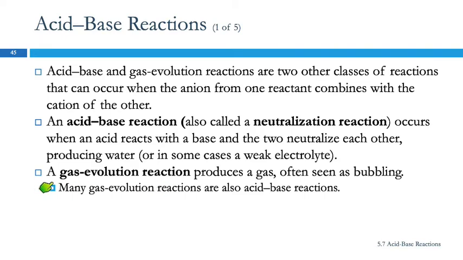A gas evolution reaction produces a gas, and this is often seen as bubbling or fizzing. So when we dissolved the copper wire in the nitric acid and we saw this brown smoke and fizzing and bubbling, right? That was a gas evolution reaction. Many of those are also acid-base reactions. So reactions can fall into more than one category.